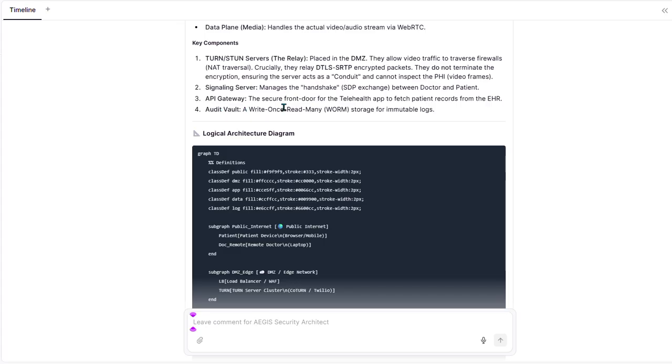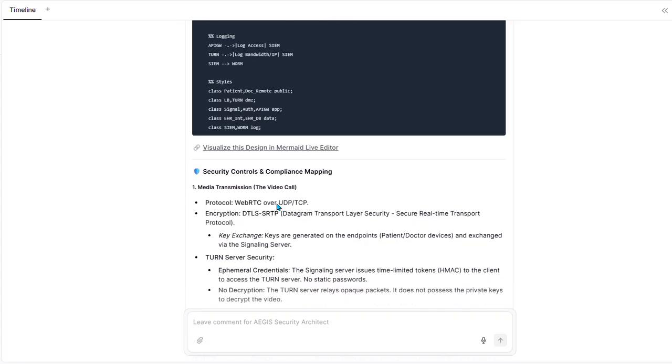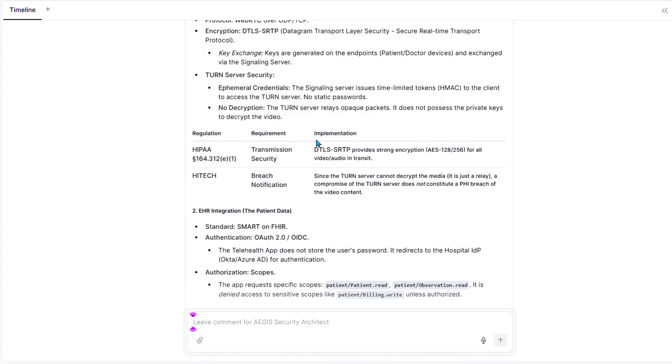Now, this is the design that it has given us, which we are going to view. Let's just go straight. We can click here to go here, but if I click here, it's going to take me to another account, which I've not subscribed to yet. So, security controls and compliance mapping. You have the media transmission, and all the ones that we have seen above. It also gives us a regulation requirement and implementation that has been given to us.